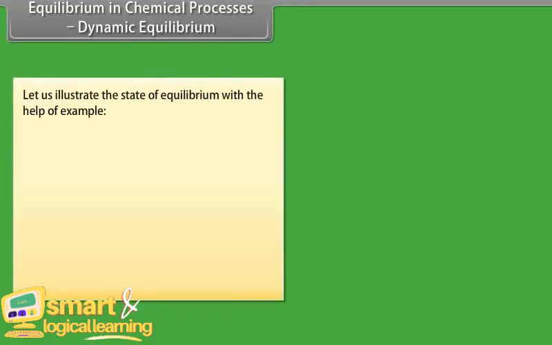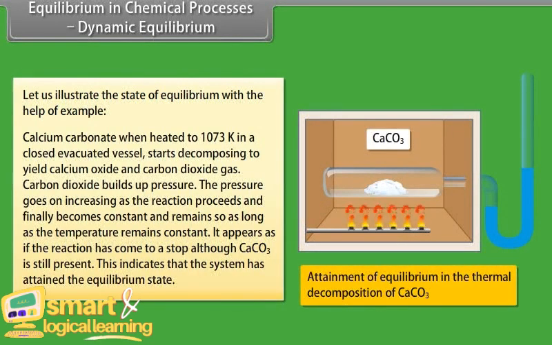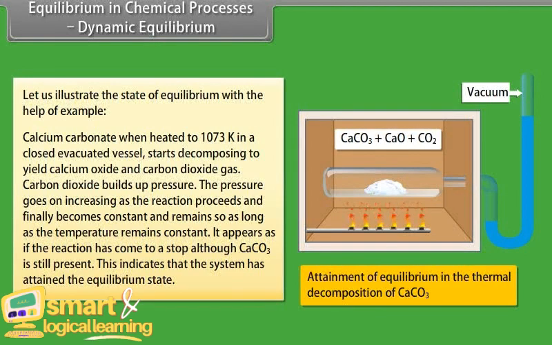Let us illustrate the state of equilibrium with the help of an example. Calcium carbonate, when heated to 1073 Kelvin in a closed evacuated vessel, starts decomposing to yield calcium oxide and carbon dioxide gas. Carbon dioxide builds up pressure. The pressure goes on increasing as the reaction proceeds and finally becomes constant and remains so as long as the temperature remains constant. It appears as if the reaction has come to a stop, although CaCO3, calcium carbonate, is still present. This indicates that the system has attained the equilibrium state.